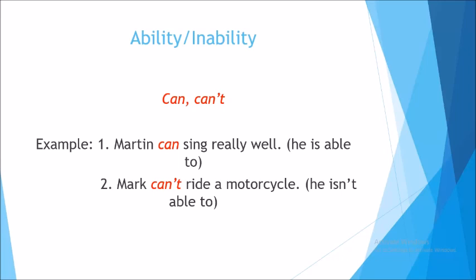Now, ability and inability, as we have learned in many lessons and levels before, we already know that can and can't express our ability to do something. Like an example, Martin can sing really well. He is able to sing really well. And the opposite, Mark can't ride a motorcycle. He isn't able to ride a motorcycle.